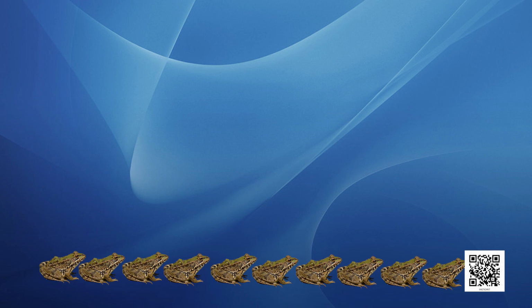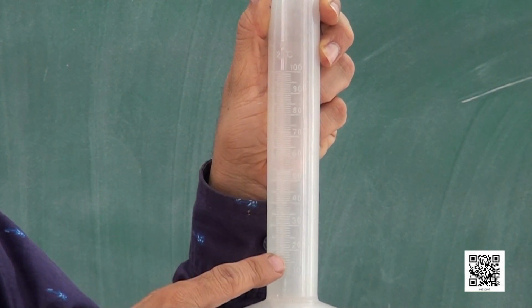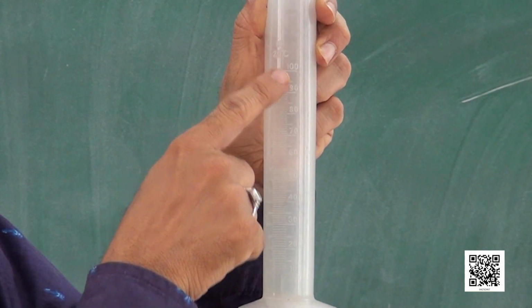Then 10 frogs came together by hopping, asking for 100 milliliters each. Children, do you know how much is 100 milliliters? Let us see. This is 100 milliliters measuring cylinder. Let us observe the measurement mentioned on this.